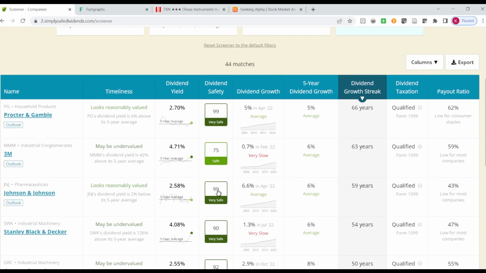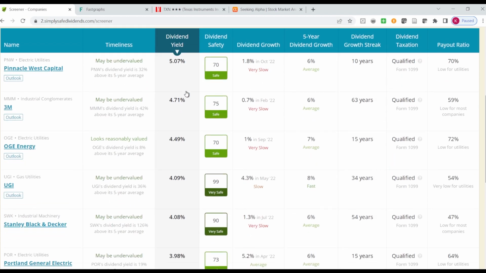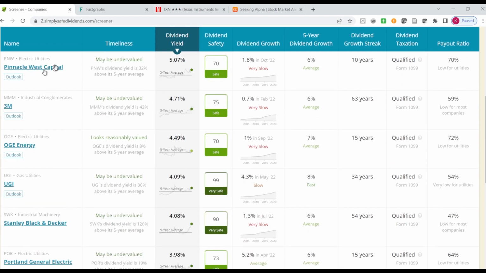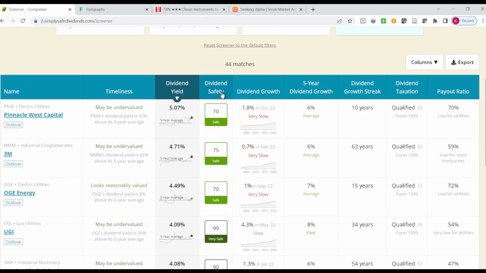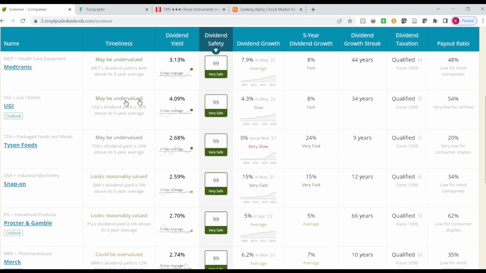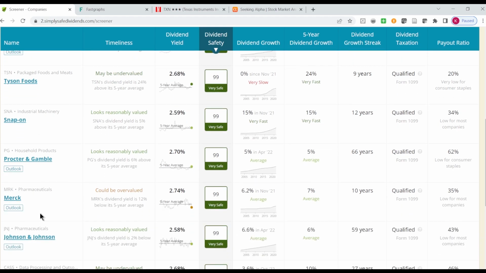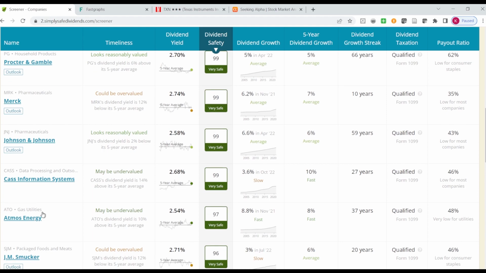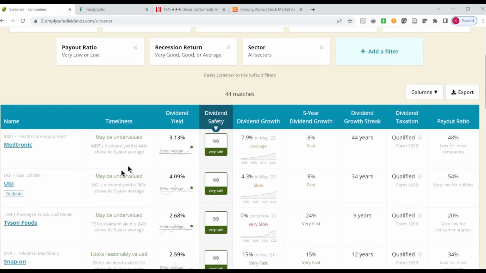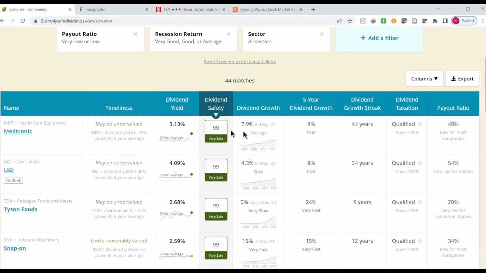And then also I can sort this. If I want the highest yielding stock out of these, then Harris, Pinnacle West, 3M, OGE Energy, UGI. If I want the safest dividend, I can sort on that. So Medtronic, UGI, Tyson, Snap-on, Procter & Gamble, Merck. There's several 99s in this list. So those are safe dividends.